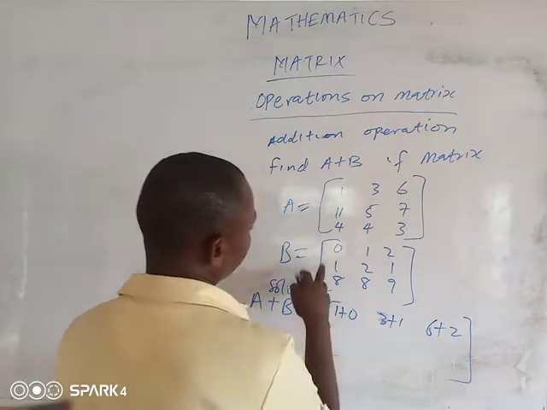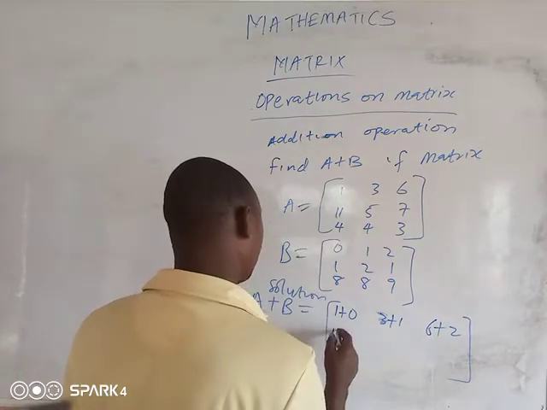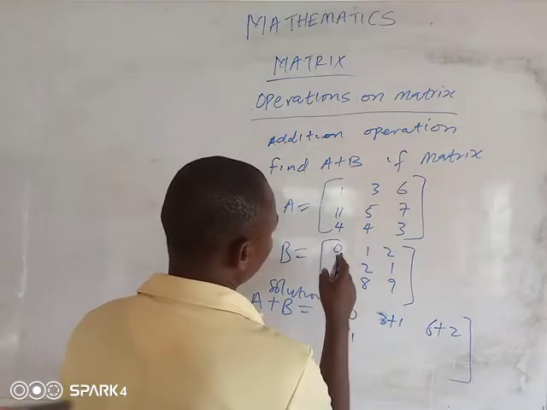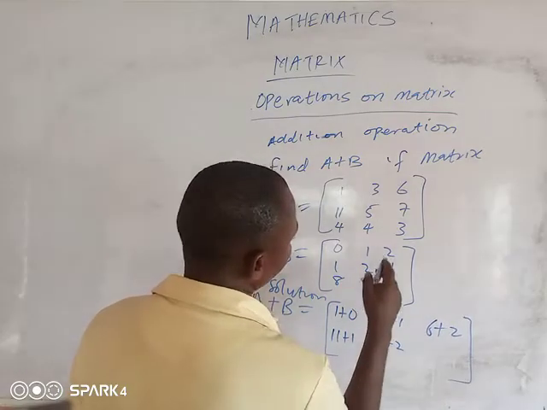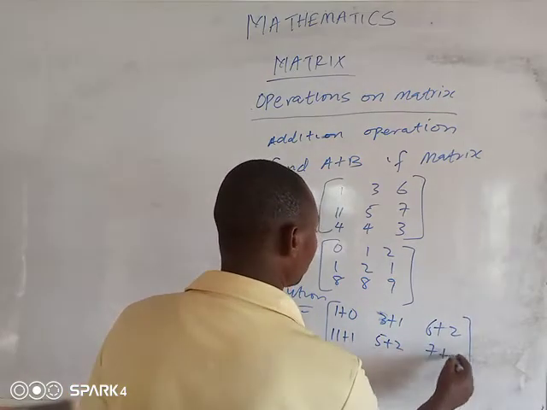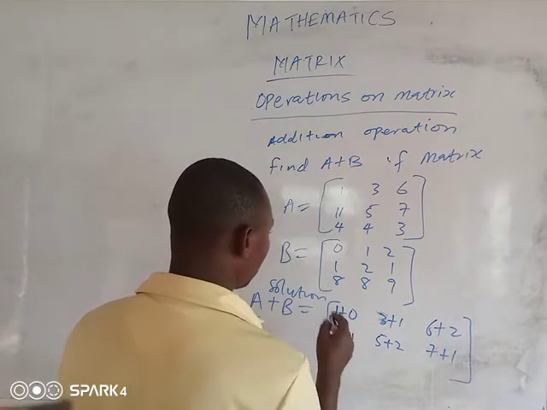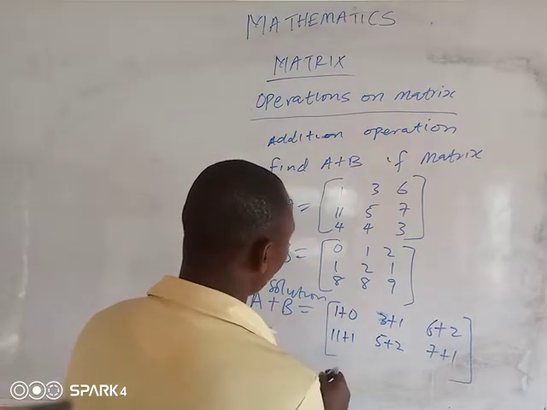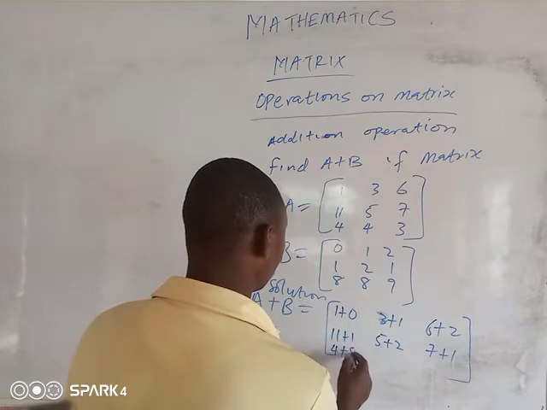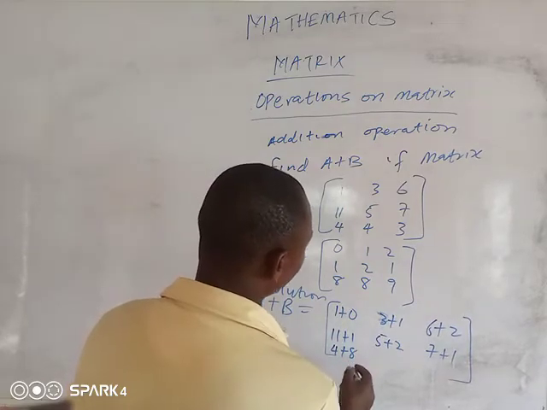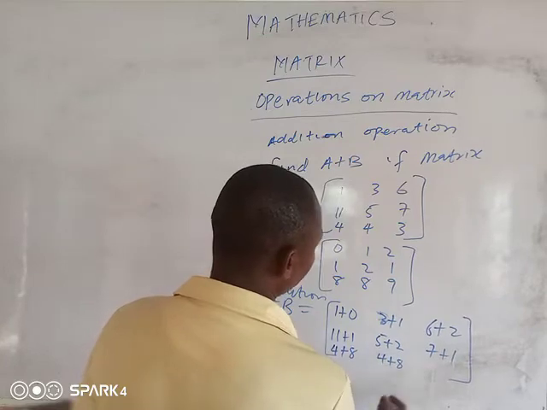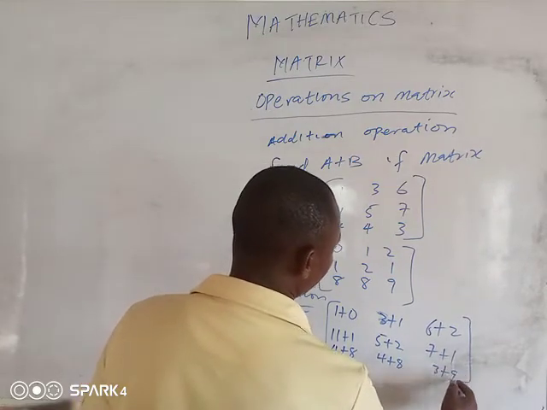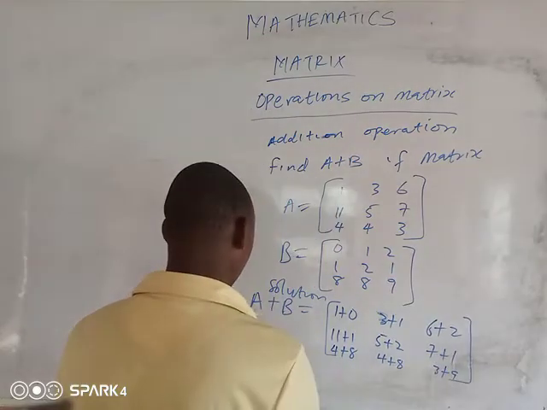So the next one is 11 plus 1, 5 plus 2, 7 plus 1. So the last row there is 4 plus 8, 4 plus 8, and 3 plus 9. So let's just quickly complete it.